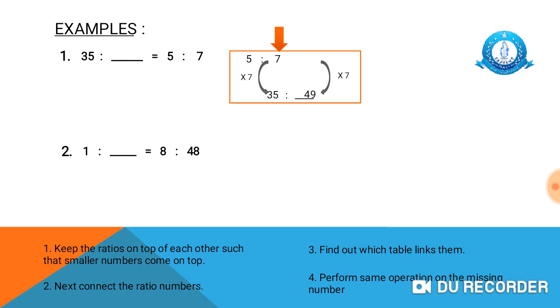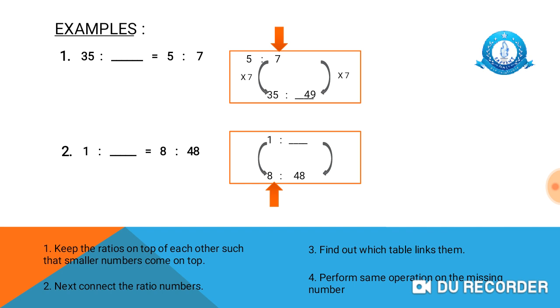Question number 2. 1 ratio dash will be equal to 8 ratio 48. Again, the first ratio goes on top because it has the smaller numbers and the second ratio comes down because they are the big numbers. Connect the complete set. Again over here we have the first number of ratio number 1 and the first number of ratio number 2 which complete the set.